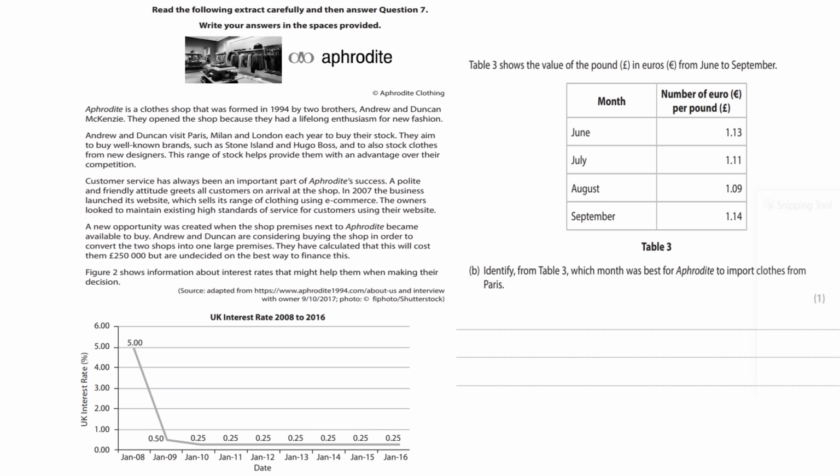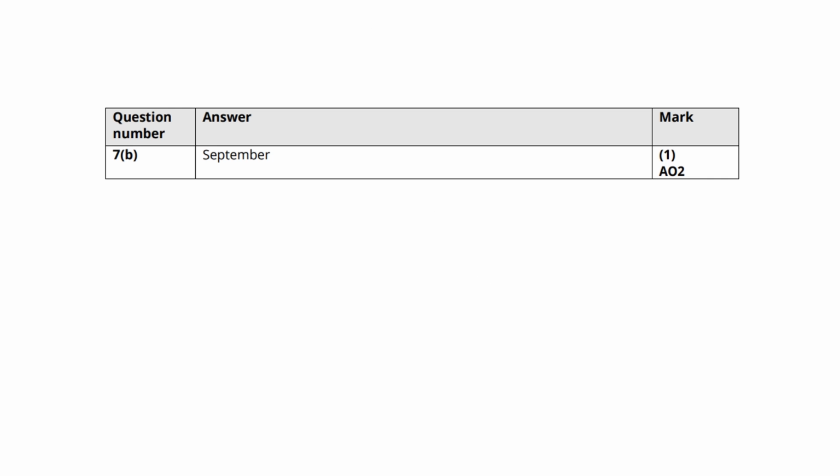This question reads as follows. Identify from table 3 which month was best for Aphrodite to import clothes from Paris. So your answer only required you to write a month, not a sentence. So you can pause the video now and answer the question. And the answer is September.